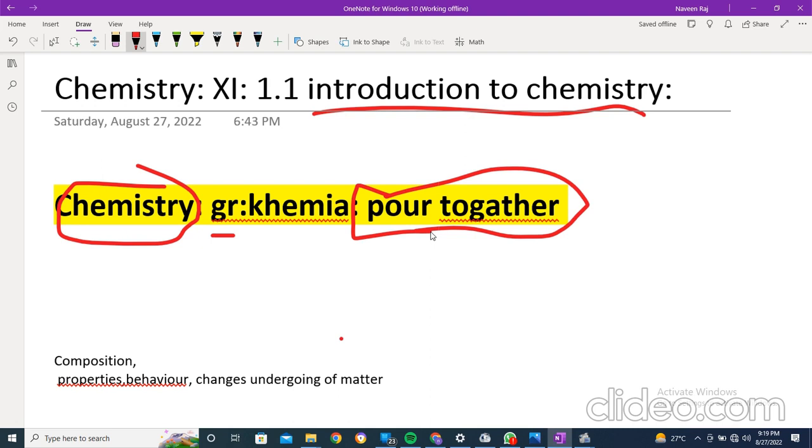Link the words pour together to chemistry in the way that they are just mixing up something. They are considering mixing of something as chemistry. So that is just the basics. Now in today's world, chemistry is very different, right? I agree with that. So from the basics, the word chemia means to pour together.